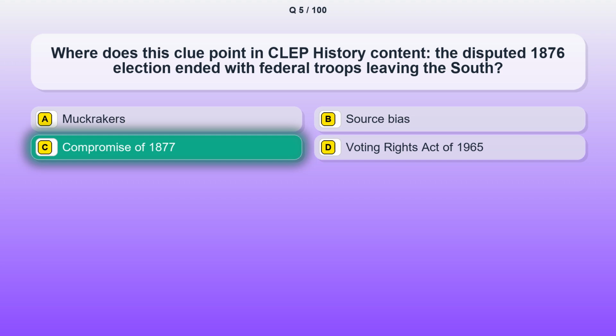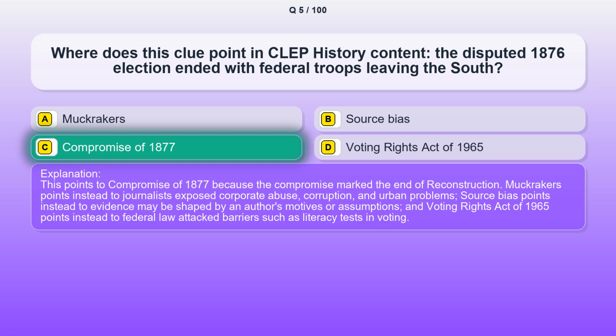The correct answer is option C. Compromise of 1877. This points to Compromise of 1877 because the compromise marked the end of Reconstruction. Muckrakers points instead to journalists exposing corporate abuse, corruption, and urban problems. Source bias points instead to evidence that may be shaped by an author's motives or assumptions. And Voting Rights Act of 1965 points instead to a federal law attacking barriers such as literacy tests and voting.